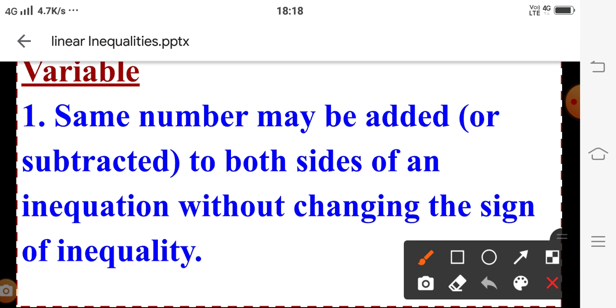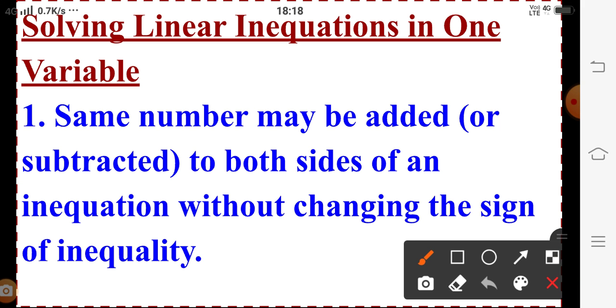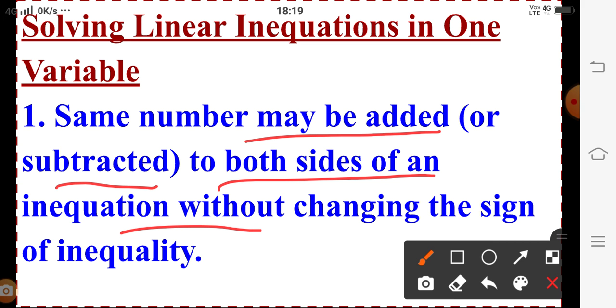How will you solve these linear inequations? For solving linear inequations, you have to remember some steps and follow them, and you will easily be able to solve linear inequalities using these concepts. The first one: the same number may be added or subtracted to both sides of an inequality without changing the sign of inequality.